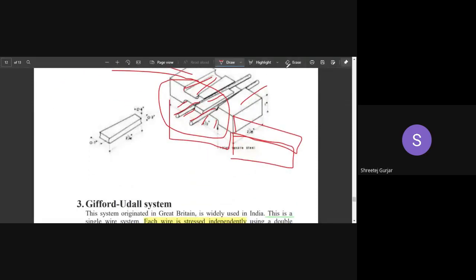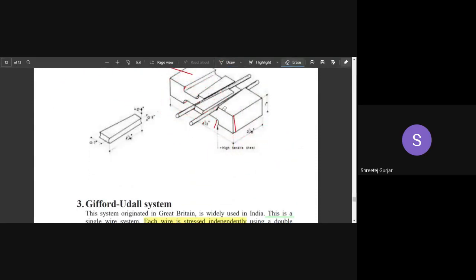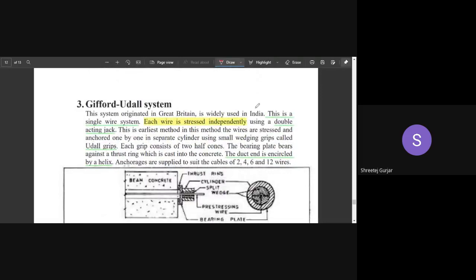This was about the Magnel-Blaton system, which was very easy to understand. Now coming to the next system, the Gifford-Udall system. This system originated in Great Britain, and it is widely used in India. Remember, the technique was originally made in Great Britain, but it is widely used in India. In this system, this is a single wire system in which each wire is stretched independently.